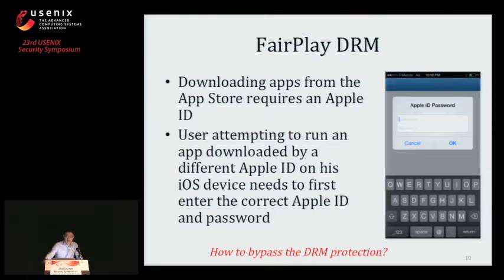And after iOS 6, if you do that, you will see a pop-up window on your iOS device, which will ask for the correct Apple ID and password. If you are not able to input the correct Apple ID and password, iOS will refuse to run the app. So for attackers, that means you have to either know the victim's Apple ID and password, or you need a way to bypass the DRM protection. Our paper focuses on how to bypass the DRM protection.